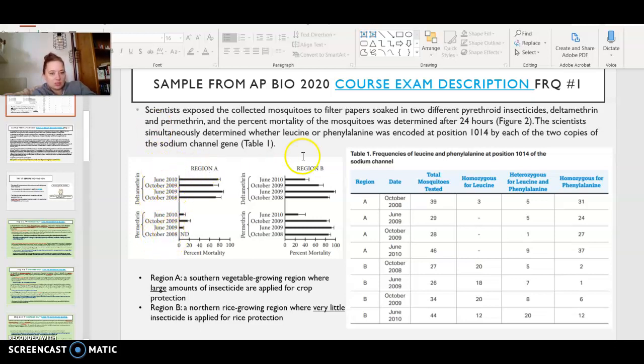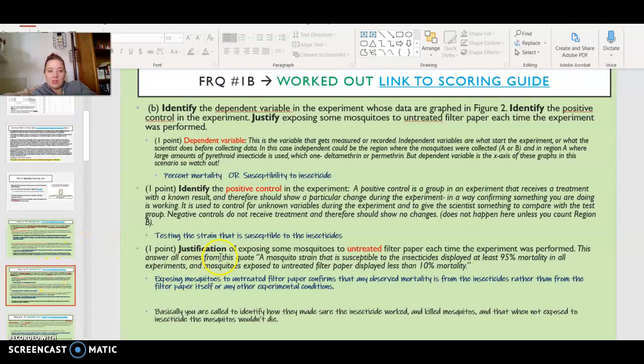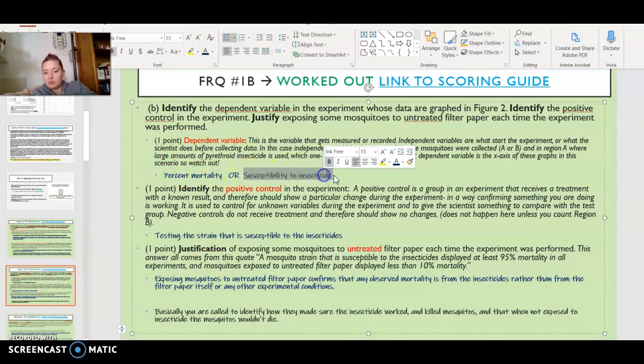This is the regions, and you are testing these two different insecticides. What you're recording as dependent upon those things is the percent mortality. So percent mortality or susceptibility to insecticide is fine too. They use that statement inside the prompt itself.